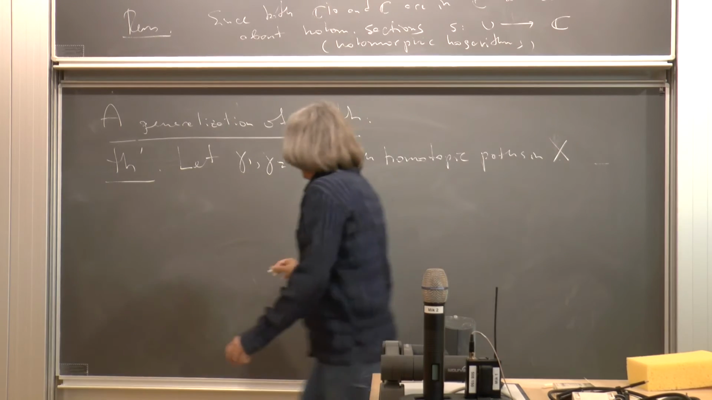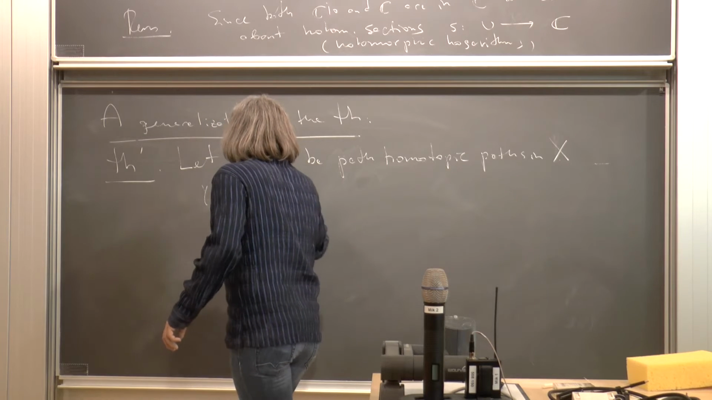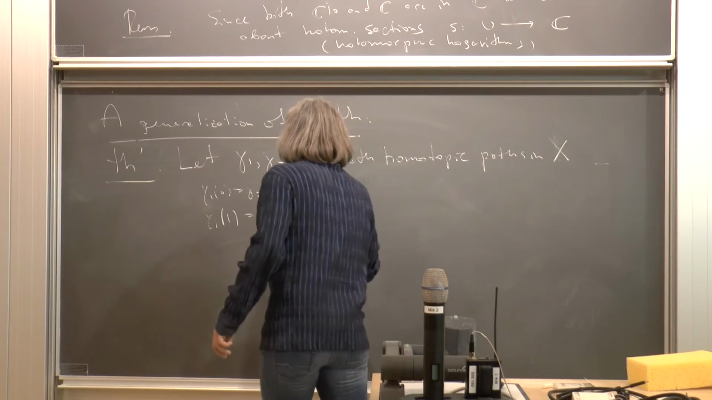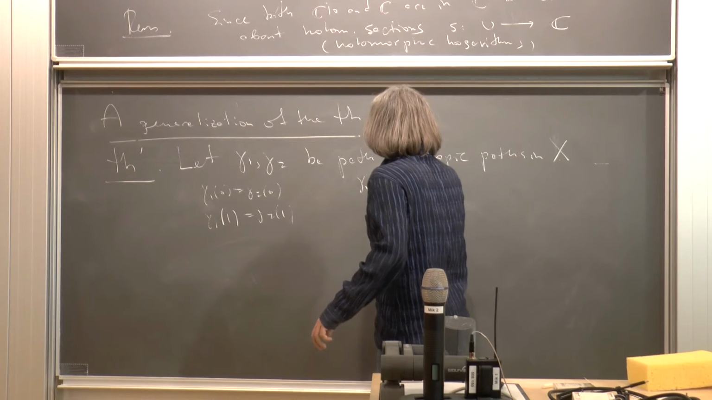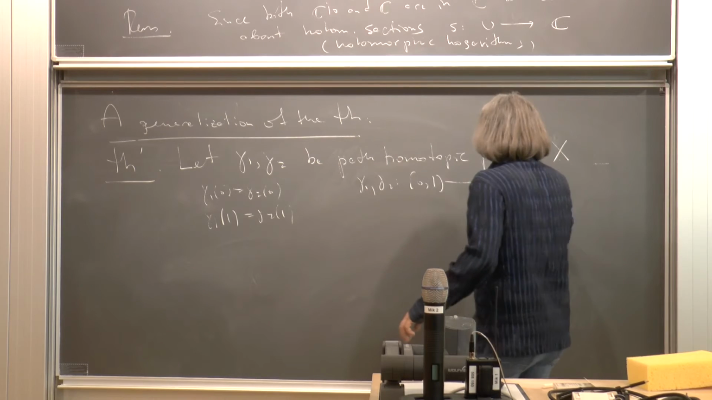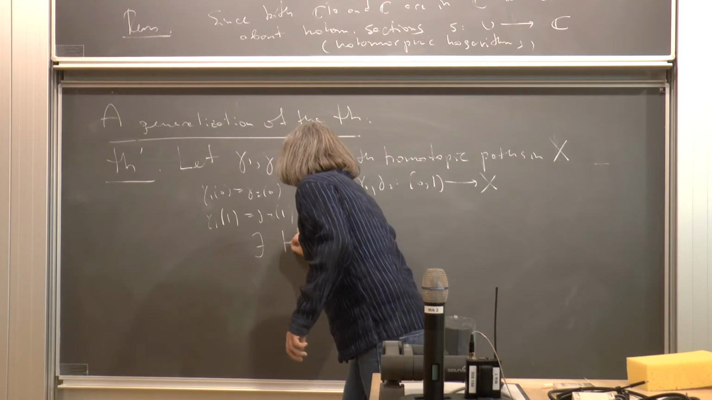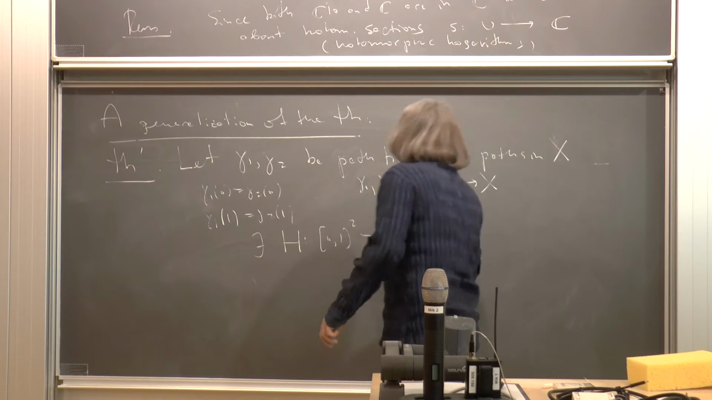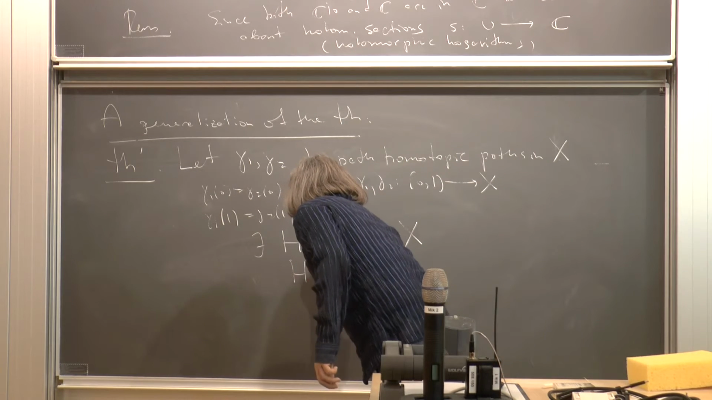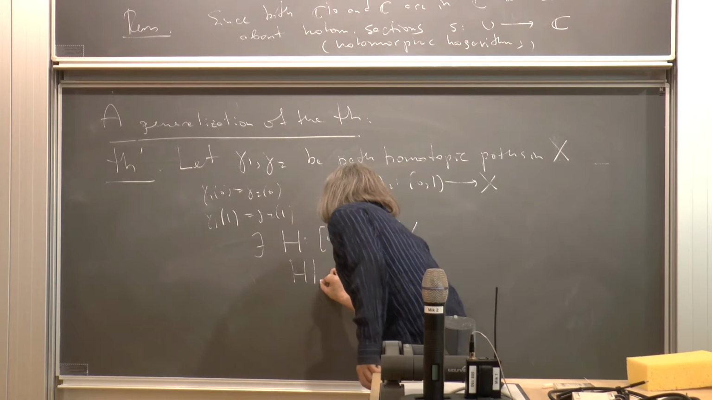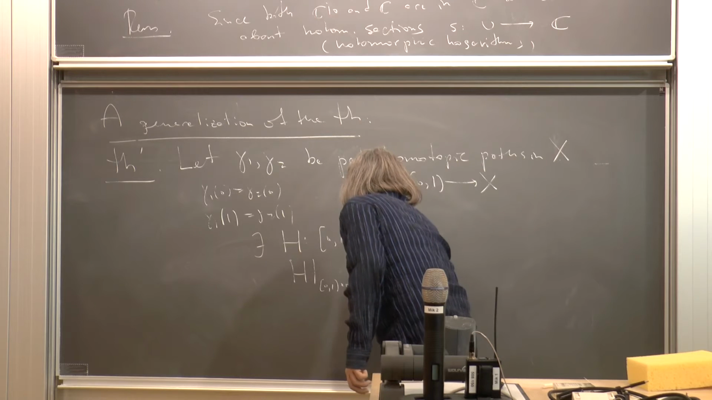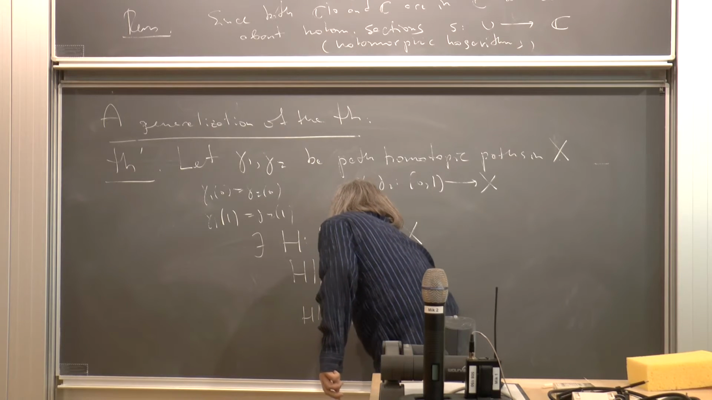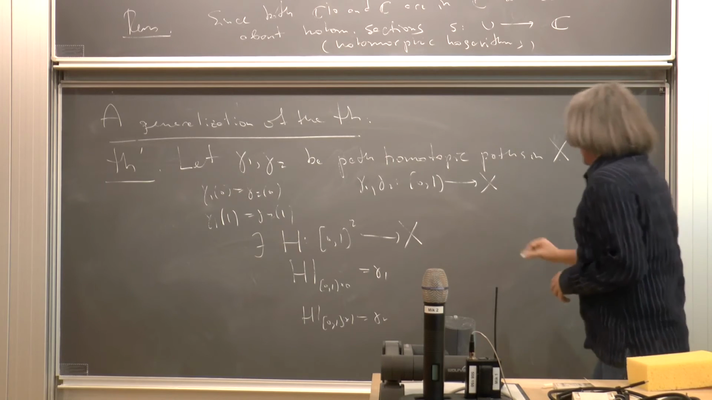So it means that gamma 1 of 0 equals gamma 2 of 0, gamma 1 of 1 equals gamma 2 of 1, and both of them are maps from [0,1] to X. And then there exists a bigger map H from [0,1] squared to X with H restricted to [0,1] times 0 being gamma 1, and H restricted to [0,1] times 1 being gamma 2. So they're path homotopic.